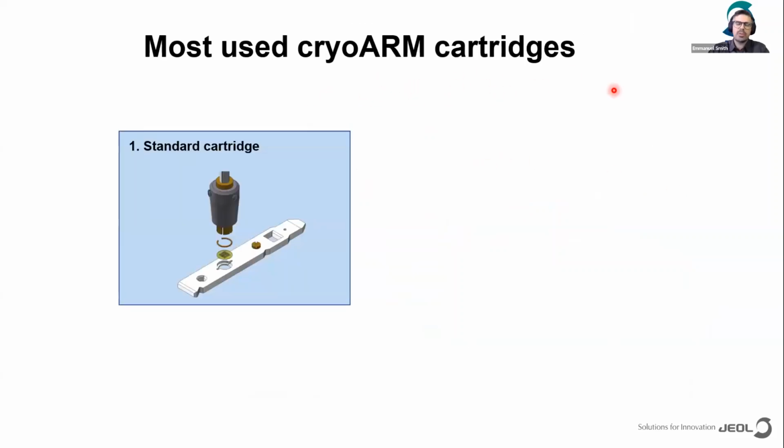Also, I want to talk about the cryoARM cartridges. The cartridge is where the grid sits. We have 5 different cartridges, but I'll show you the most commonly used ones. The standard cartridge is this one right here. It looks like a long rectangular plate. It has a cavity that accommodates a naked grid, and a C-clip secures the naked grid on the cartridge.